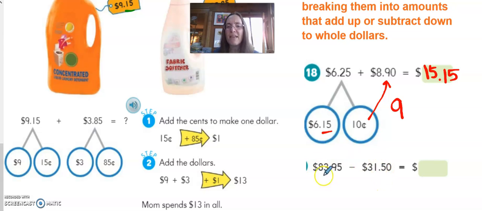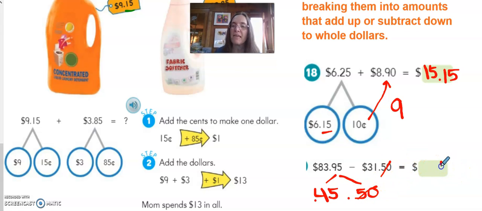How about we try that with some subtraction? I've got $83.95 minus $31.50. And what I'm suggesting is, if I could break 95 into 50 and something else, I think that would just make this easier for me because it would just get rid of these 50 cents. So 50 plus 45 equals 90. And I'm going to use this 50 cents and take it away. They're going to cross each other out because I had the 50 cents and then I got rid of the 50 cents. That means in my cents spot, I've got 45 cents left.